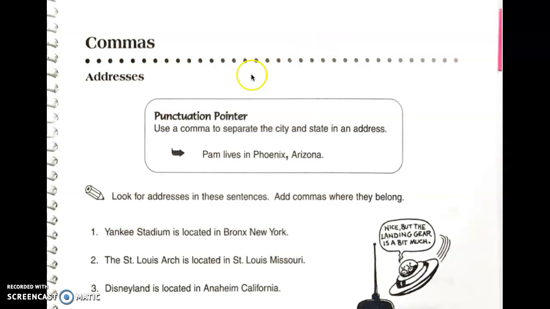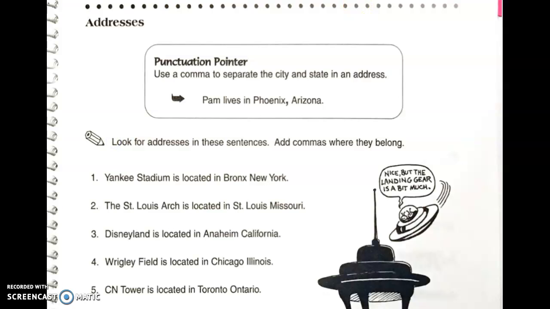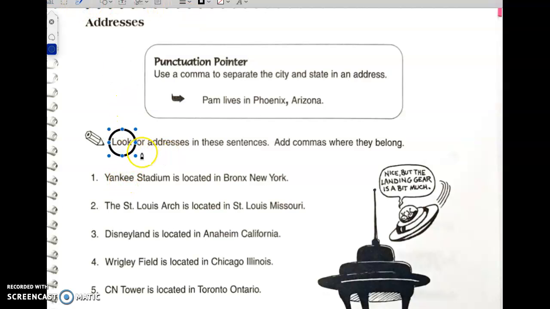Okay, so our directions are to look for addresses in these sentences and add commas where they belong. Okay? Yankee Stadium is located in Bronx, New York.